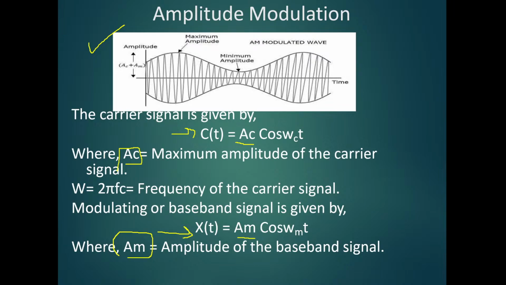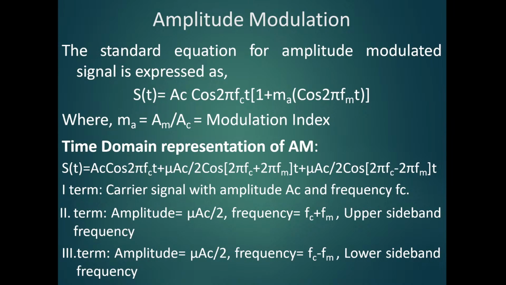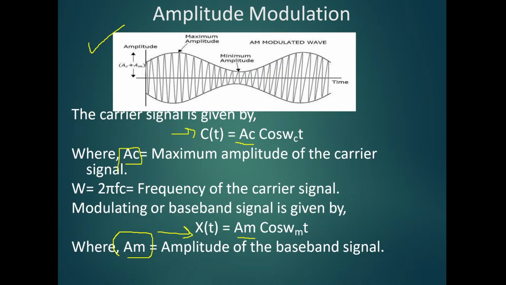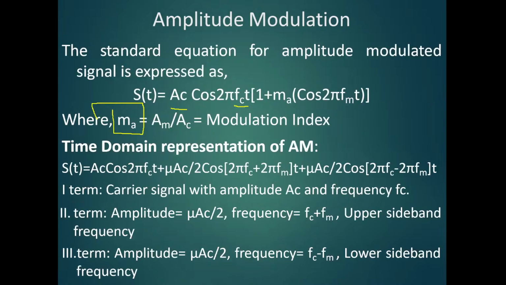Now let's understand the standard equation for amplitude modulation. The standard equation is Ac cos 2πfc t times the bracket 1 plus ma cos 2πfm t. Here ma is the modulation index, and the modulation index is given by Am upon Ac, where Am is the amplitude of the baseband signal and Ac is the maximum amplitude of the carrier.